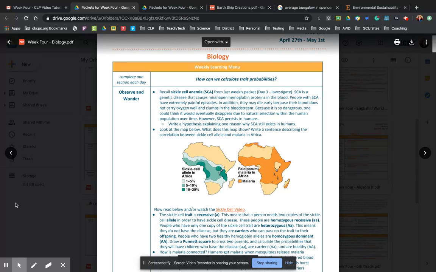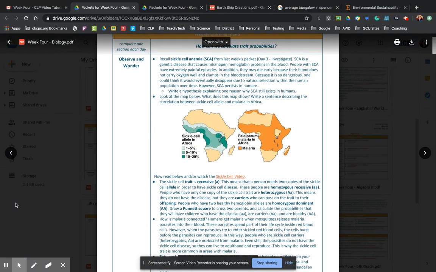Last week you were given information regarding genetic mutations like sickle cell anemia. This week, we're asking you to investigate why mutations like sickle cell anemia continue to be present in human DNA, even though they are harmful.